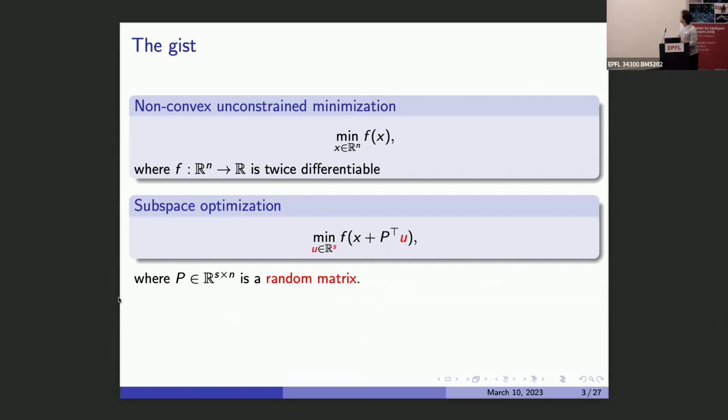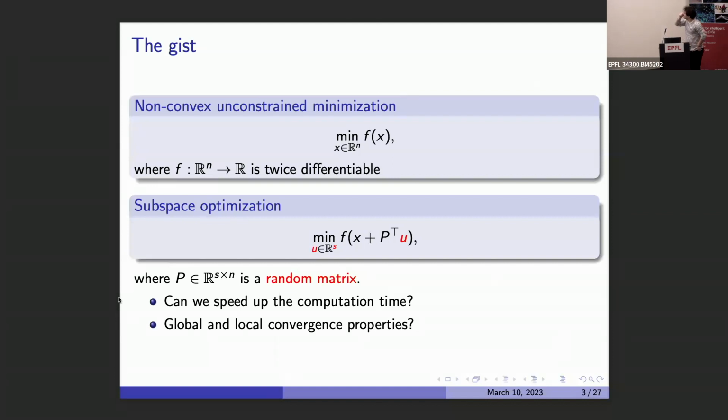What is x? x is any point, so it's a fixed point. x will be the current iterate, xk, and then when you look for the new point, xk is fixed and you look for the new point.